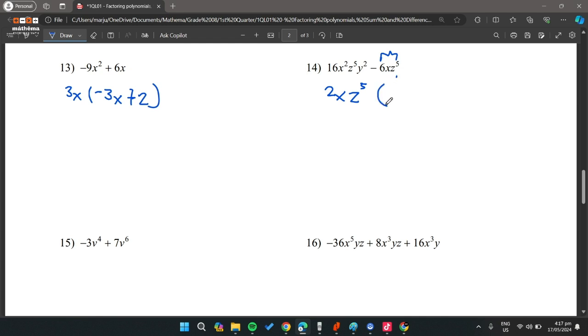So, we factor out that 2x z to the 5th power. What will remain? 16 divided by 2, that is just 8. And then x squared divided by x, that is just x. And then z to the 5th power is cancelled. We will get y squared minus 6 divided by 2, that is 3. And then x is cancelled, z to the 5th is cancelled, so that will be our final answer now. Alright, that will be our final answer.